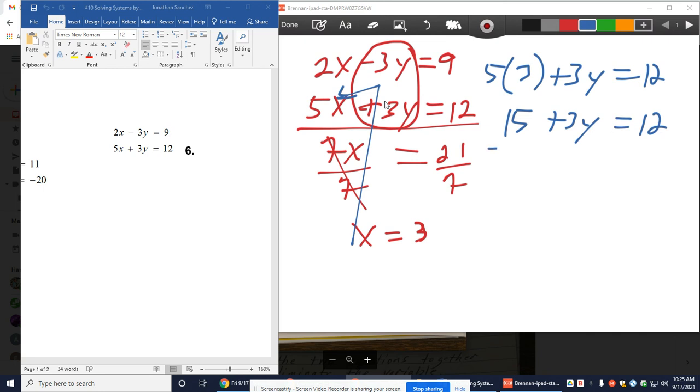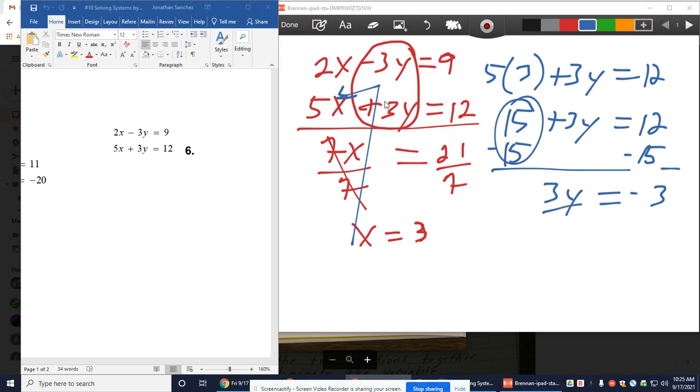Okay, always subtract first. So we subtract 15, subtract 15. This goes away. I got 3y equals, the negative is bigger, so the answer is negative. 15 minus 12 is 3. And then divide by 3. Cancels, cancels. Y equals negative 1. Again, sticking with the ordered pairs.